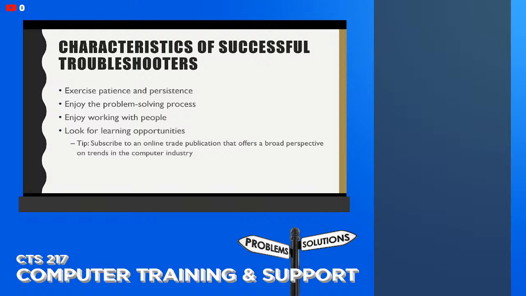We'll wrap this up with this one. The characteristics of successful troubleshooters. Because all of our troubleshooters, everybody who has worked in this problem-solving process, they exhibit a few characteristics here. And I think as you're approaching the process, if you're approaching it with this mindset, then you're going to be A-okay, right? And the first one is to exercise patience and persistence.